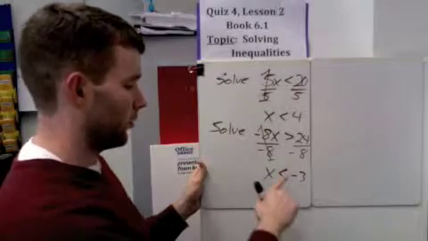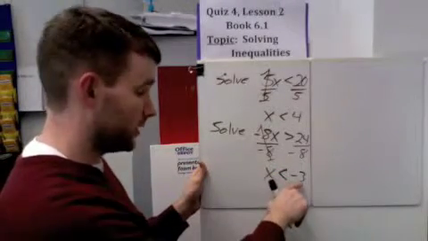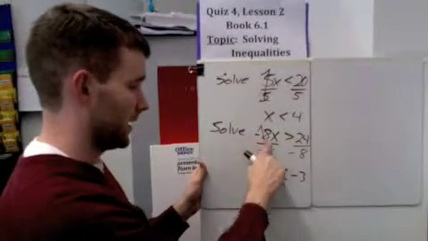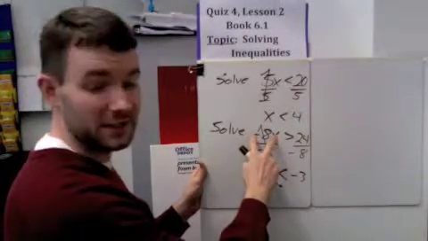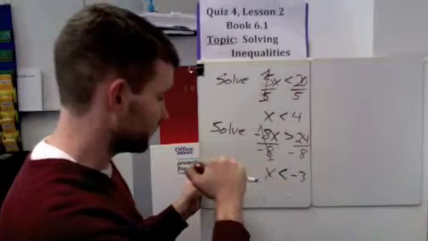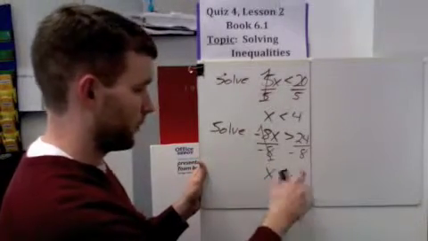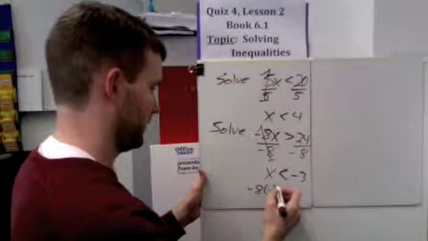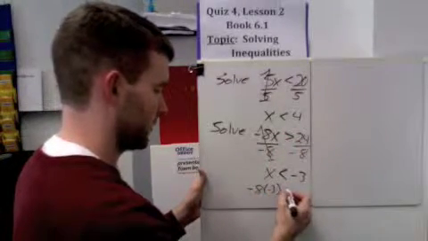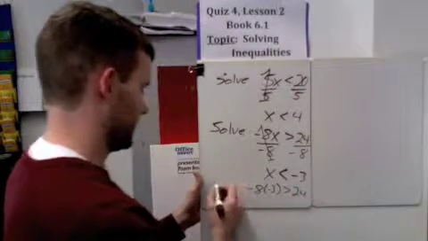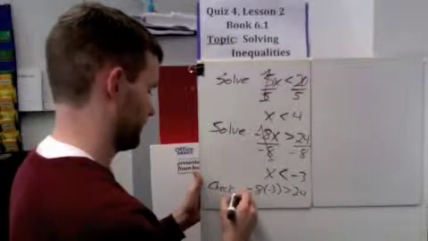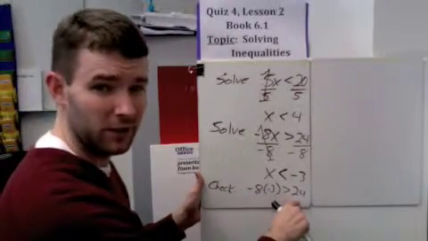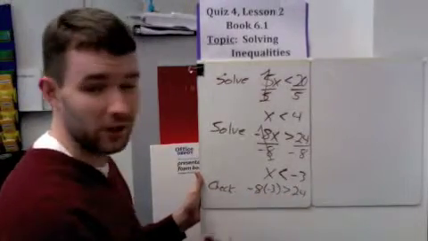All right, and so to check this then, we could put a negative 3 back in for x, and we would say negative 8 times a negative 3 makes a positive 24. So let's write that out. Negative 8 times negative 3, and we're supposed to be greater than 24. So this is the check. Now, is it true that positive 24 is greater than 24? No, it's not. And so it actually didn't work, and here's why.